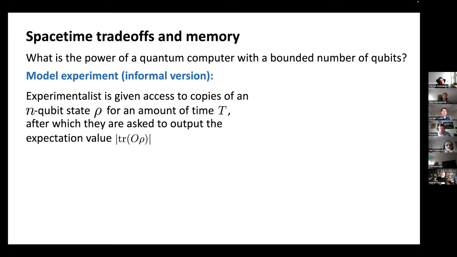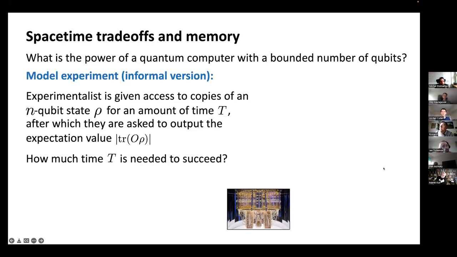Suppose the experimentalist is given access to copies of an n qubit state rho for an amount of time t, after which they are asked to output the expectation value, the absolute value of the trace of O against rho. The basic question is how much time t is needed to succeed. Drawing the picture will make this make a lot more sense.